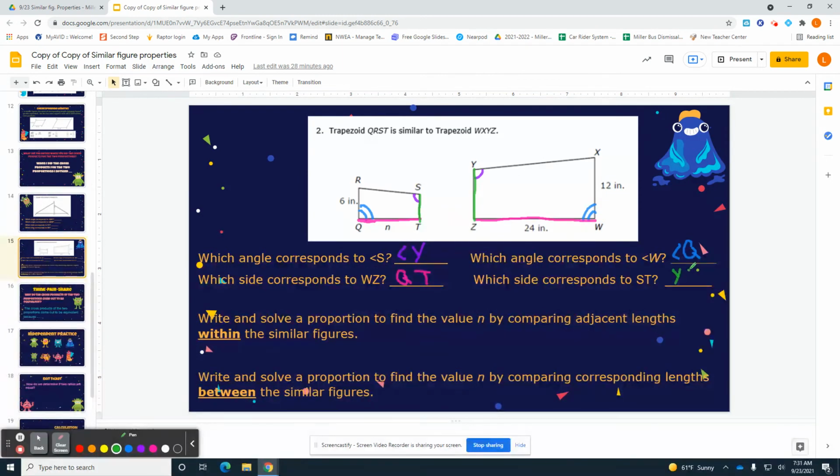So remember, I told you they're not always going to be facing the same direction. The previous ones were facing back to back. These are facing, you could say, face to face. Okay.